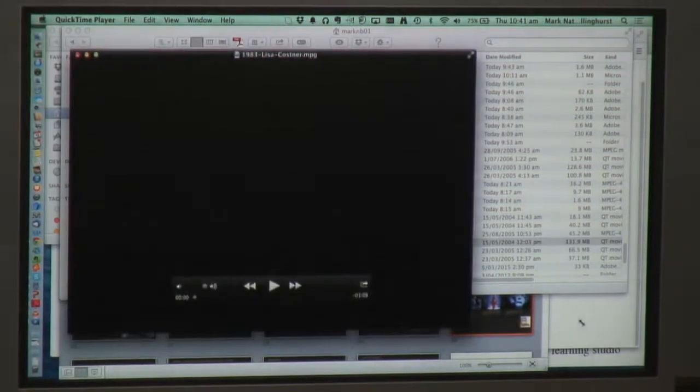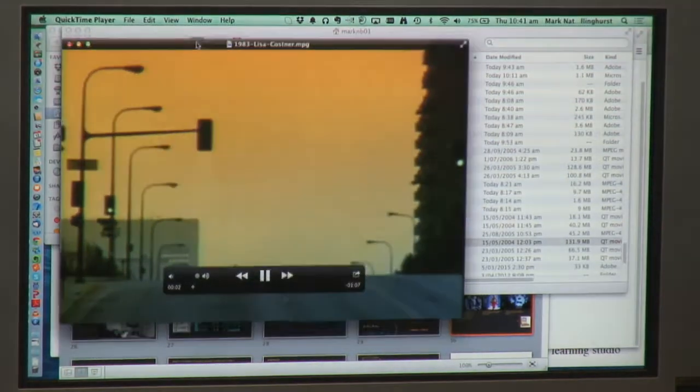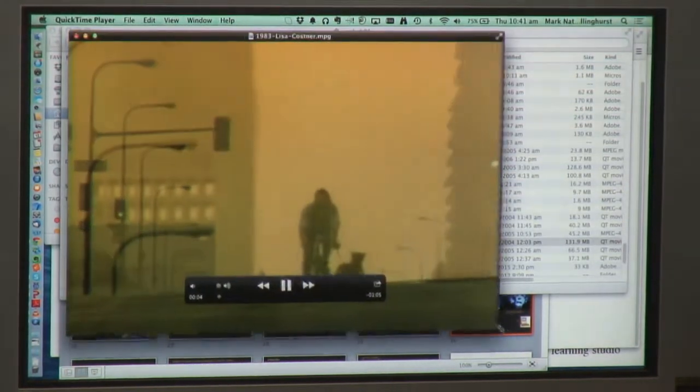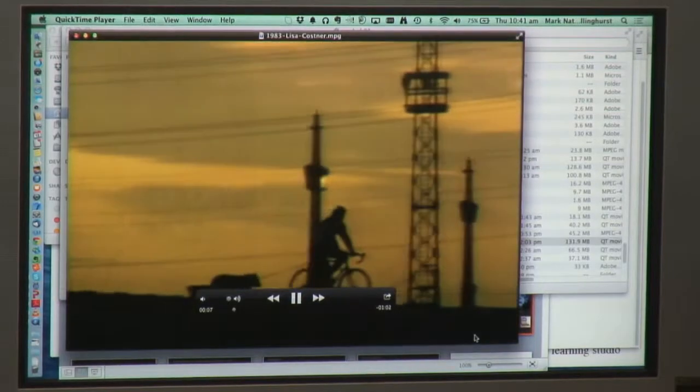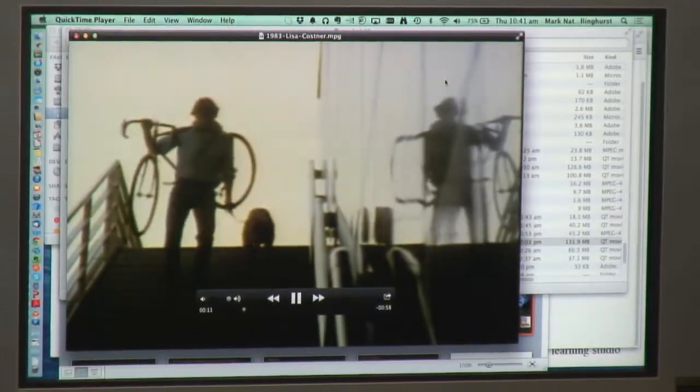Okay, let's try this. So this is for the Lisa, so it's not for the Mac, but the Lisa was kind of the generation just before this. And see if you can recognize the actor.